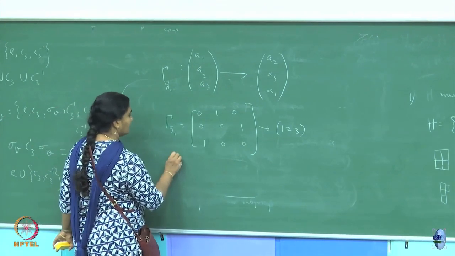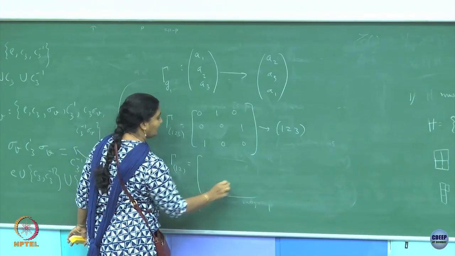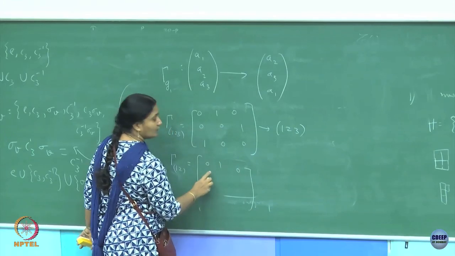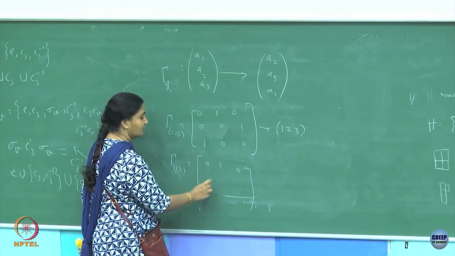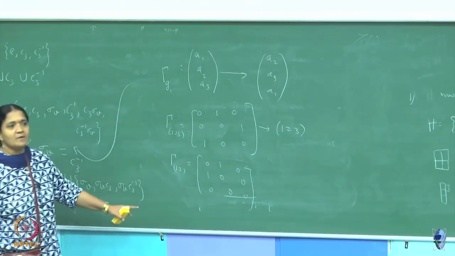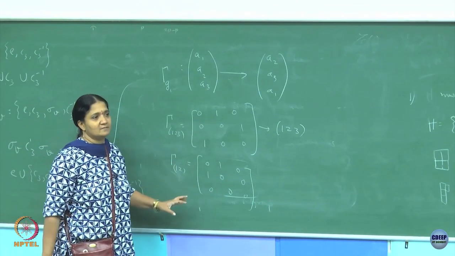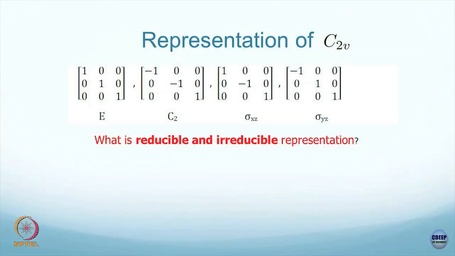Suppose I want to write gamma 1, 2. So, let me call this here as 1, 2, 3. What will this be? Only 1 and 2 will get interchanged. So, clearly when I write all the elements, some elements will be diagonal. Some elements are off diagonal. In this particular example of C2B, everything was diagonal, but sometimes you can take representations. These are also good representations for the symmetric group of degree 3.